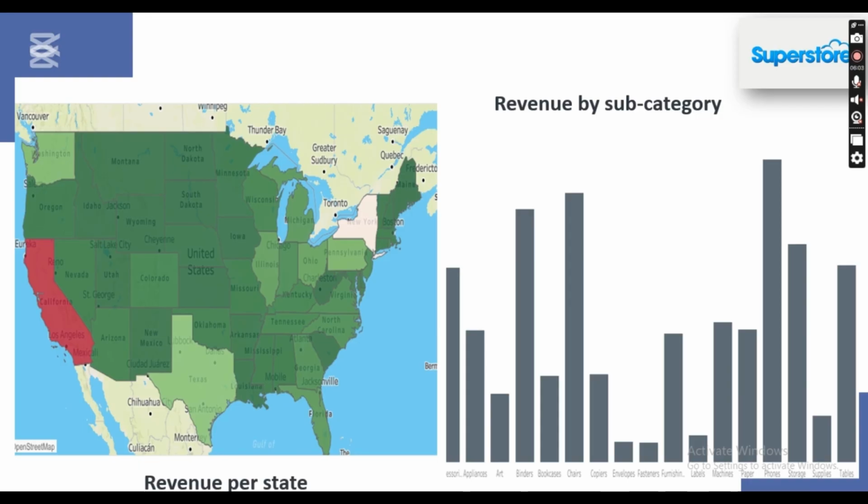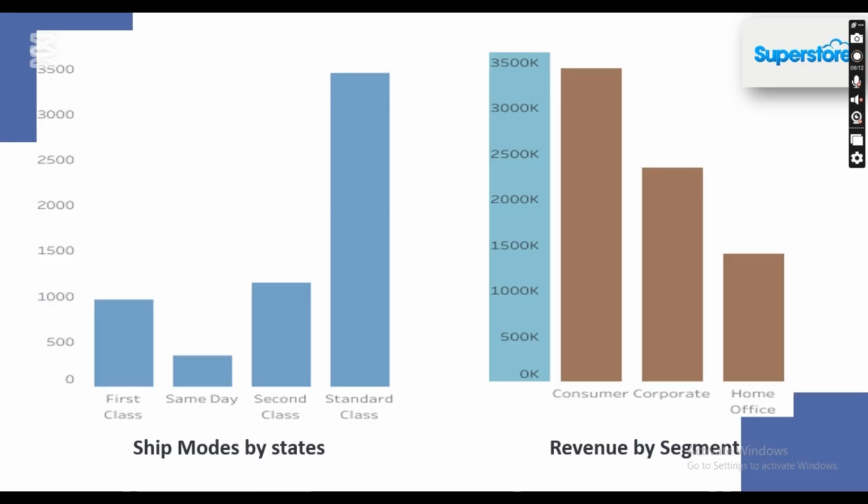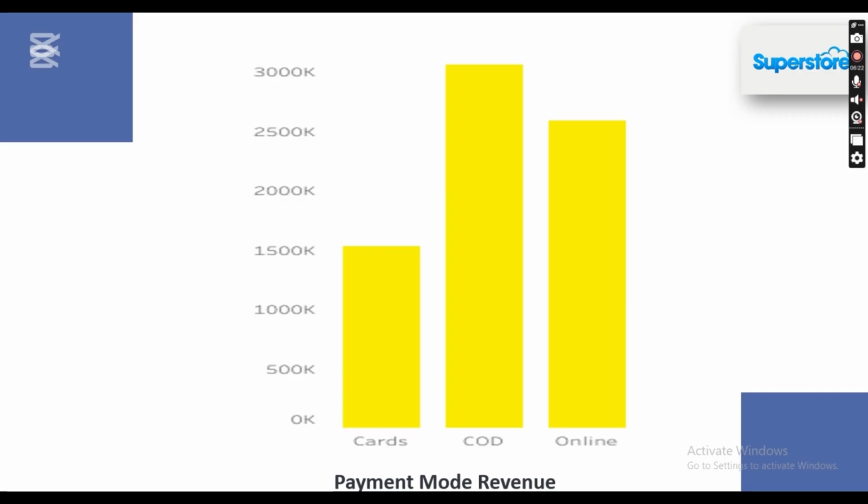Okay, so as we move on into these calculations, we also have revenue by subcategory. We'll have ship modes by states. We also have revenue by segments. We also have the payment mode. People use different payment models. People pay with their card, people pay cash on delivery, and online.